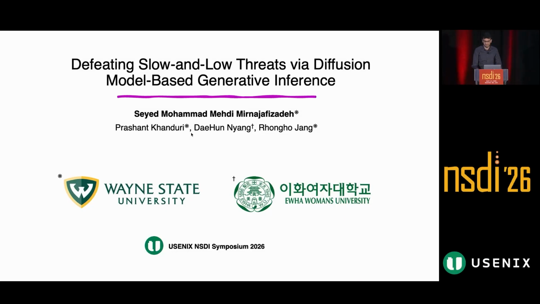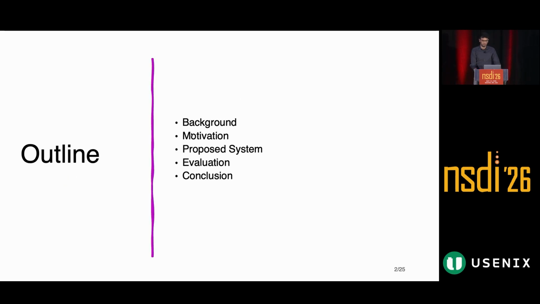Good morning, everyone. I'm happy to be here and present our paper, Defeating Slow and Low Threat via Diffusion Model-Based Generative Inference. This work is a collaboration between Ewha Women's University. Here is the outline of my presentation.